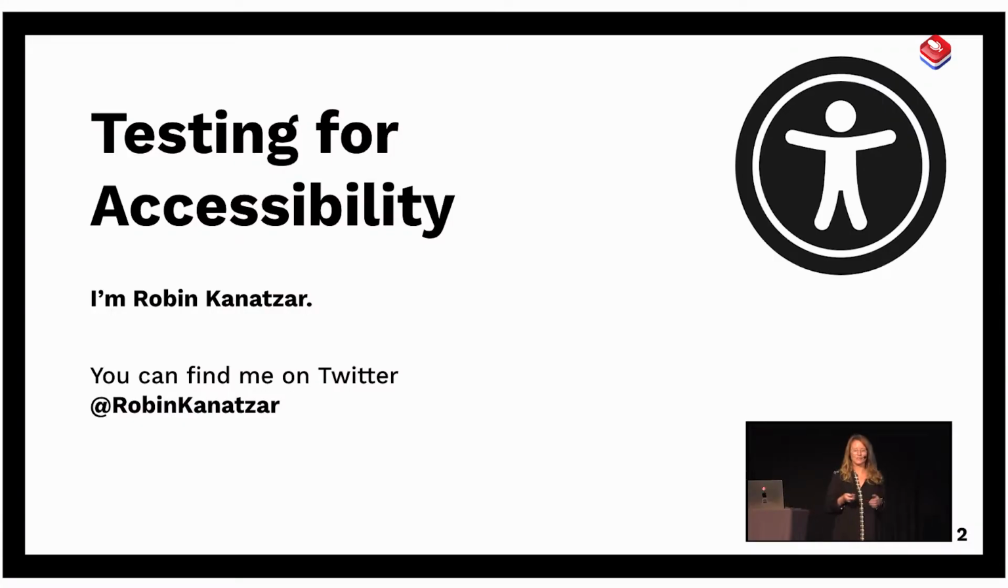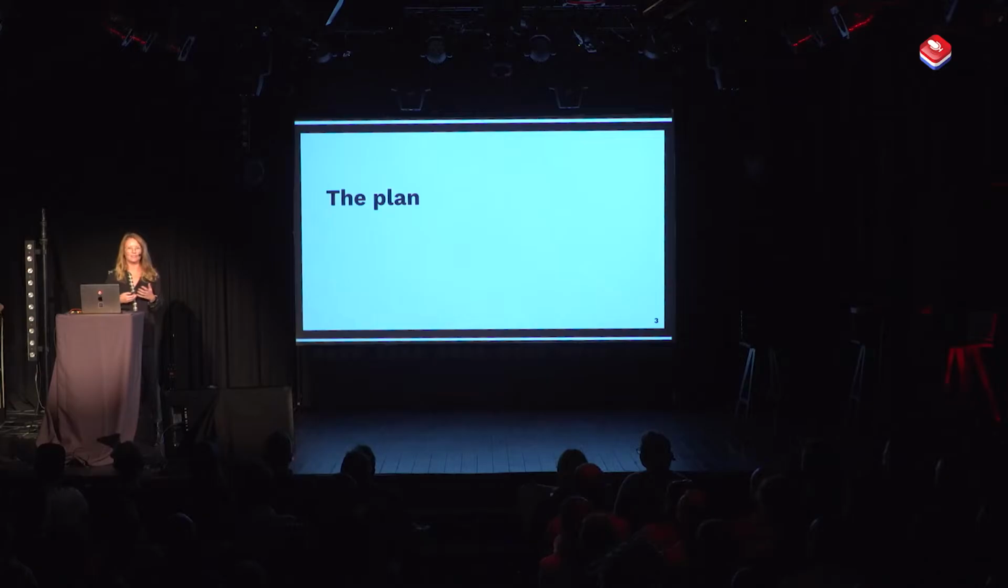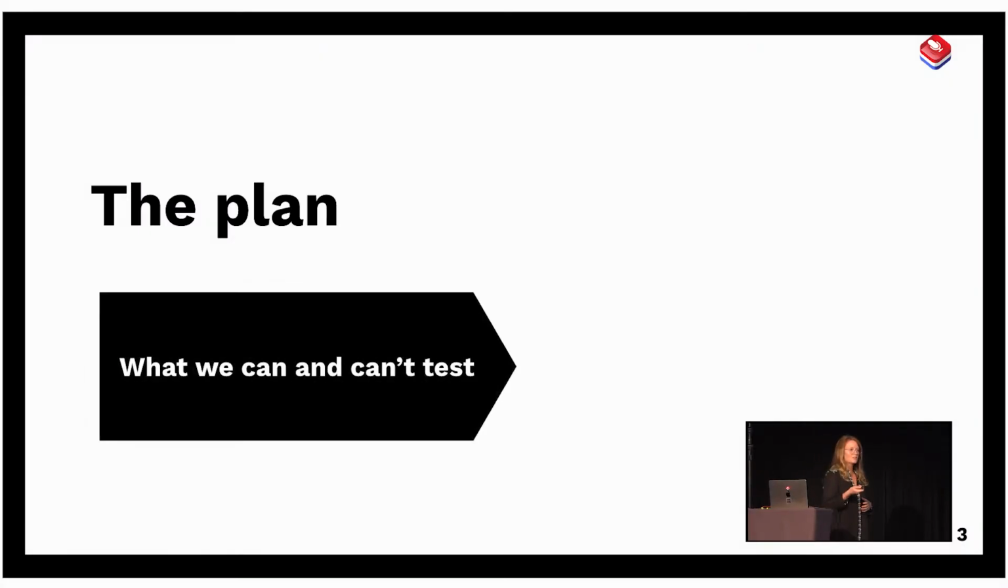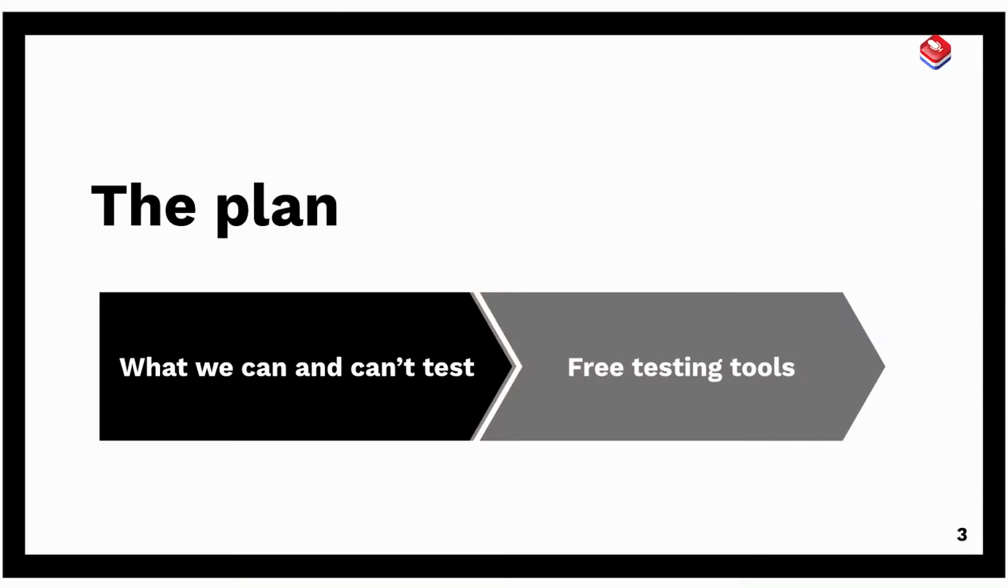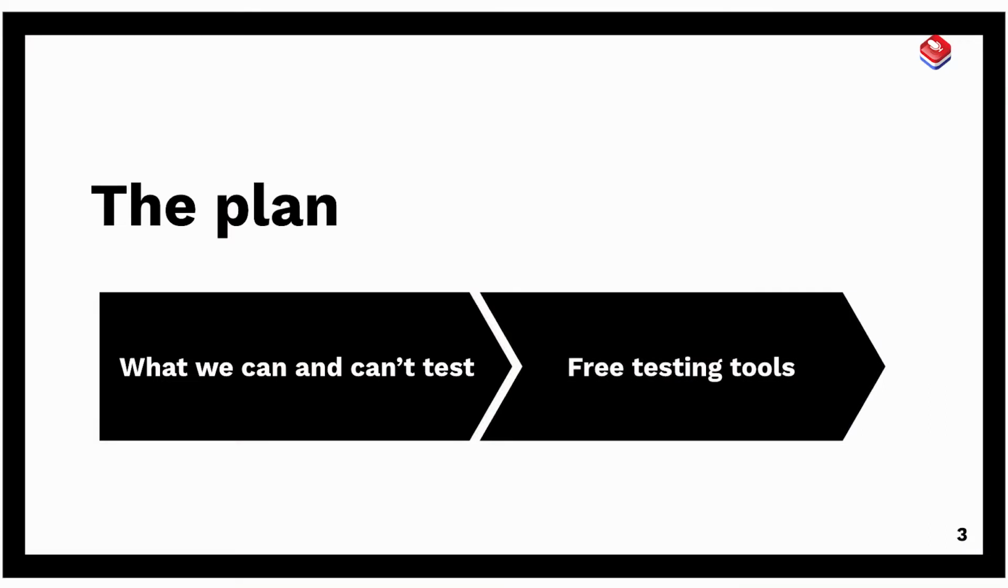So today I'm talking about accessibility, testing for accessibility to be specific. The idea is to give you the information to get started with testing for accessibility. To do that, I'll start by breaking down what we actually can test with a machine when it comes to accessibility. And then I'll present a few free tools so you can get started right away if you want.